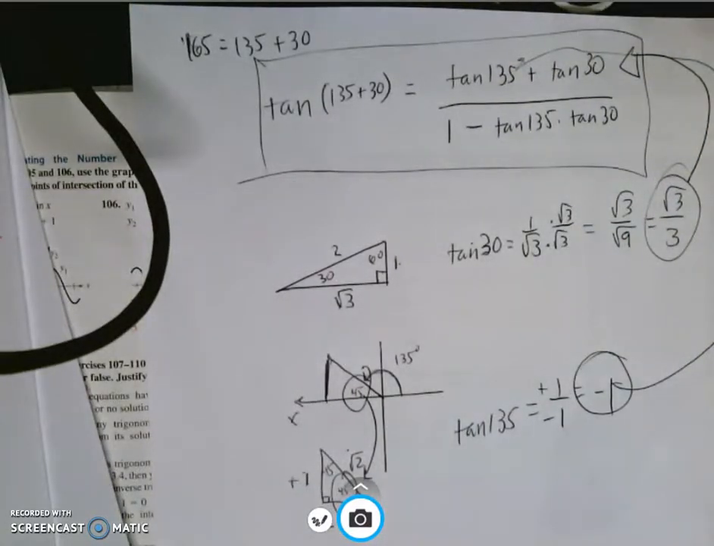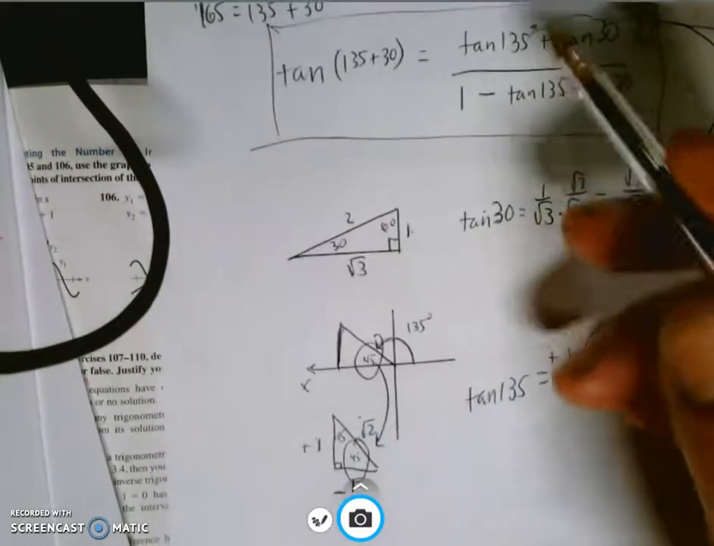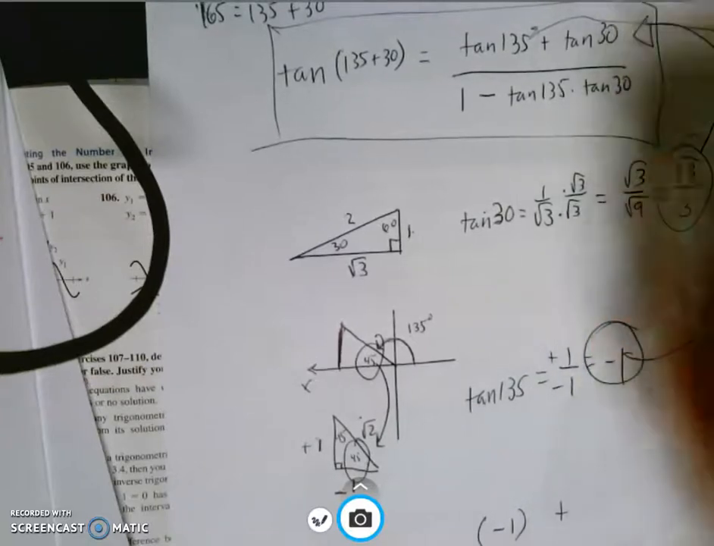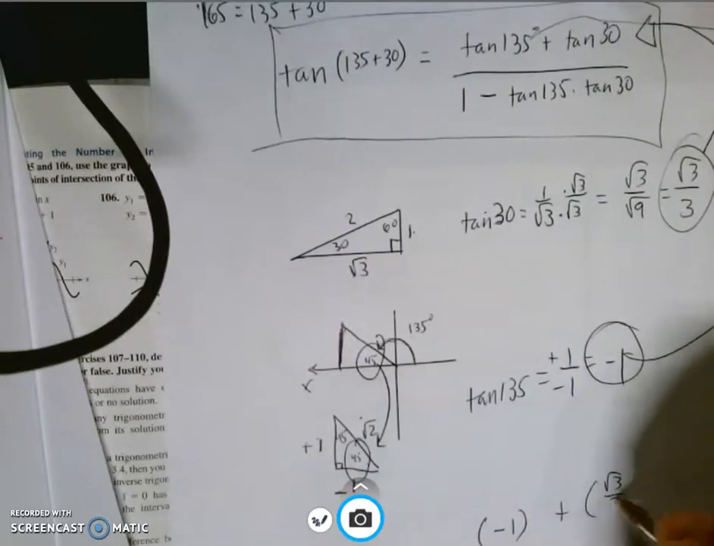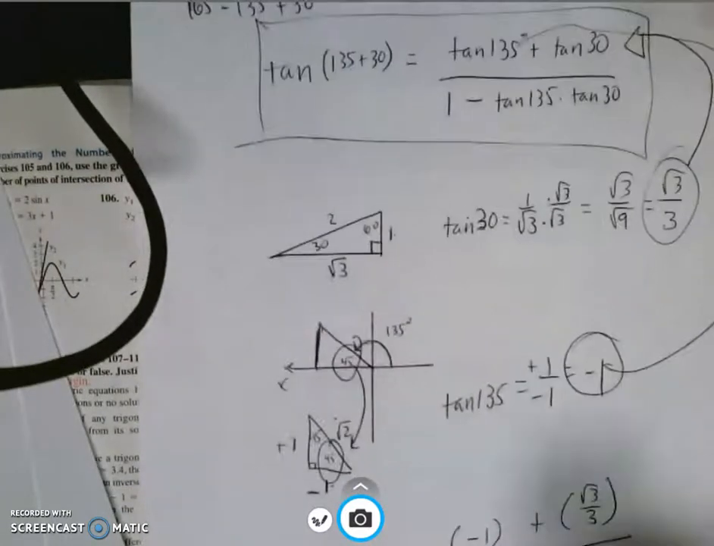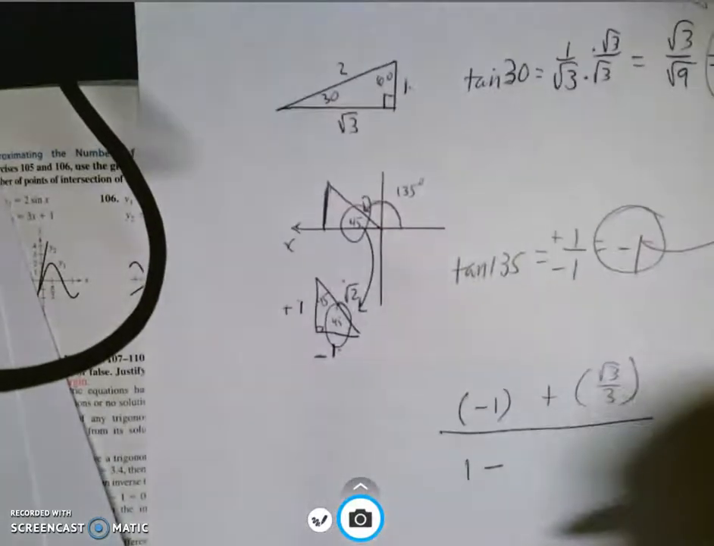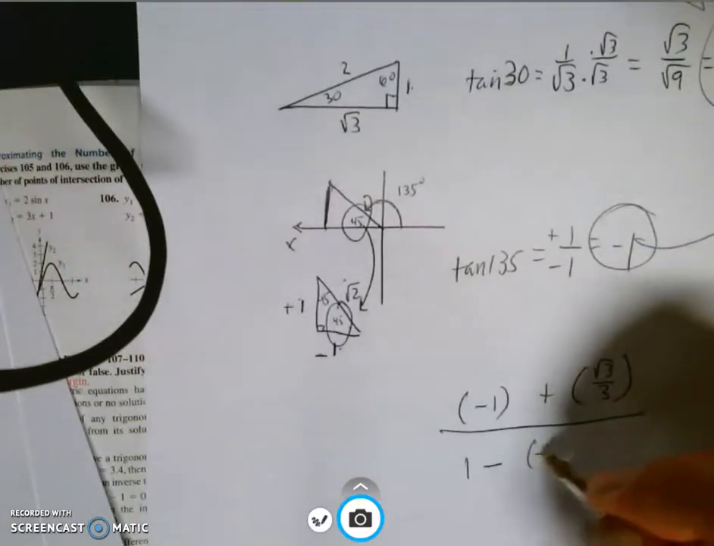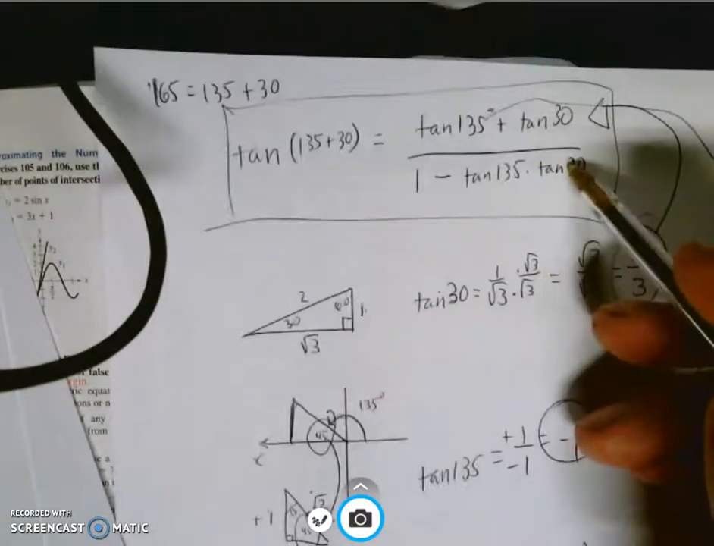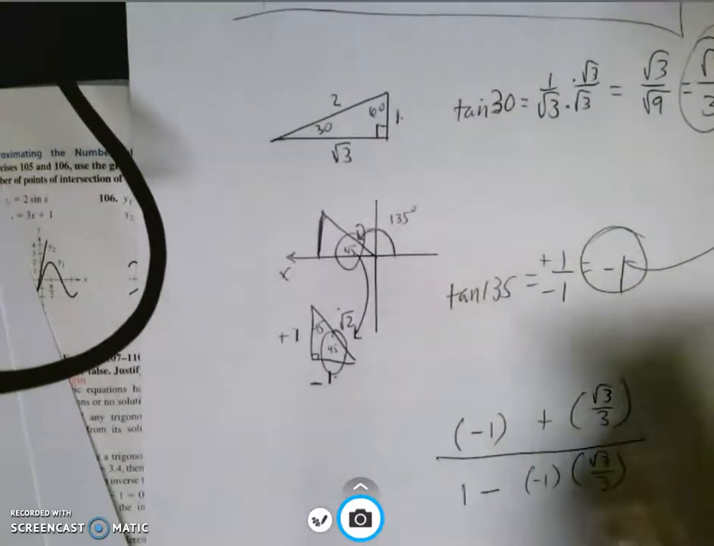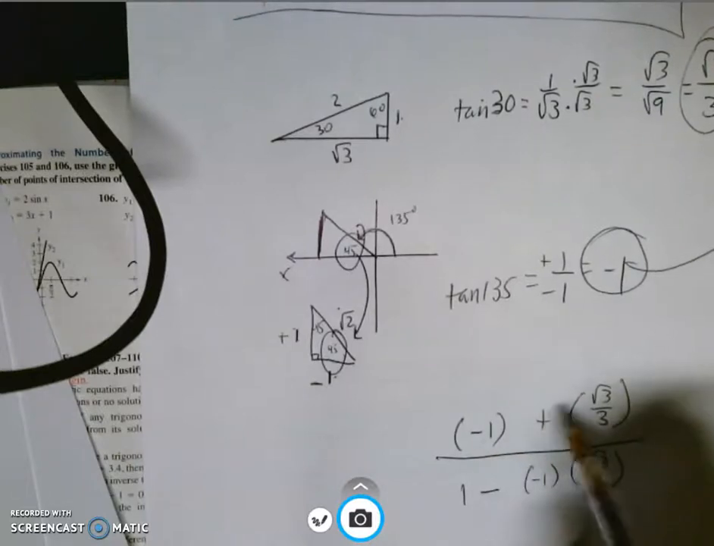So let's get to the work of it. In that equation, instead of tangent 135, we're going to put -1. Tangent of 30, we said, was rad 3 over 3. All right, that's the top part. Bottom part's 1 minus tangent 135, which we said is -1, times tangent of 30, rad 3 over 3. Okay, so it's tangent 135 plus tangent of 30, over 1 minus tan times tan.